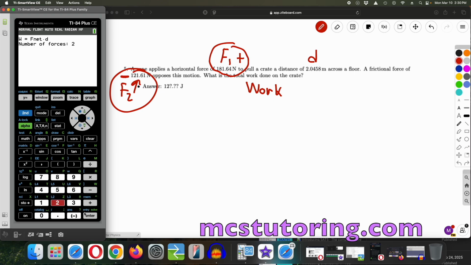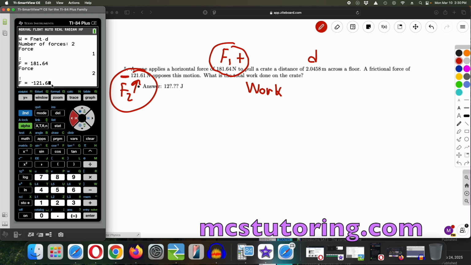So number of forces is 2. And again, force 1, oh, look at my lame formatting. 181.64. I'll probably clean this up in the next iteration of PhysSolve. Force 2 is, okay, now we're going to put that negative, and that's the negative key below the 3, to the right of the decimal, to the left of enter. That's the negative key. It's important to use that rather than the minus. I know, in your brain they're the same thing, but in the calculator, not.